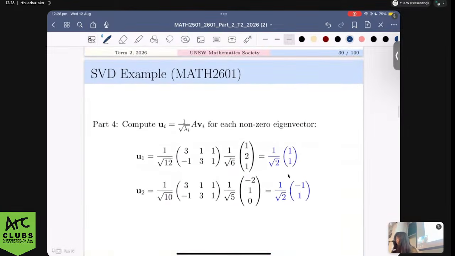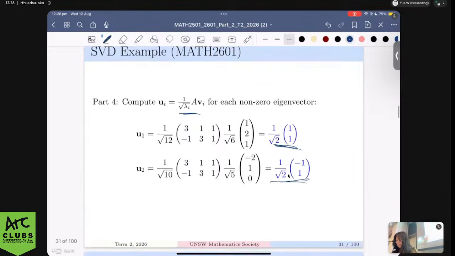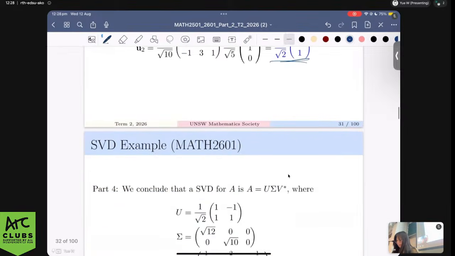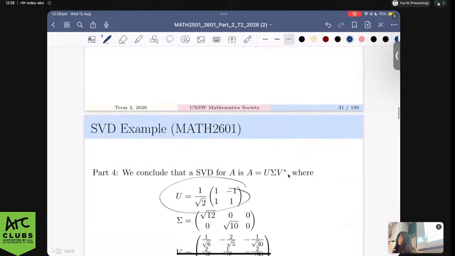And then to find the corresponding columns of U, you can just consider 1 on square root of lambda, times Av. And once again, just sub it into the formula and do a bunch of matrix multiplication to get these 2 vectors here. And from these 2 vectors, you can combine them together to form a matrix U.